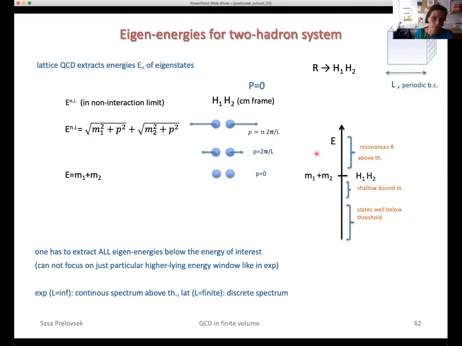Okay, so just a reminder before we go on, we'll always now have 2 hadrons, which kind of are in a box, a finite box, for the remainder of this lecture. And if they don't interact, the energies are simple. N is a multiple of 2 pi over L, and the corresponding energy is this one. But the important point is they will be discrete.